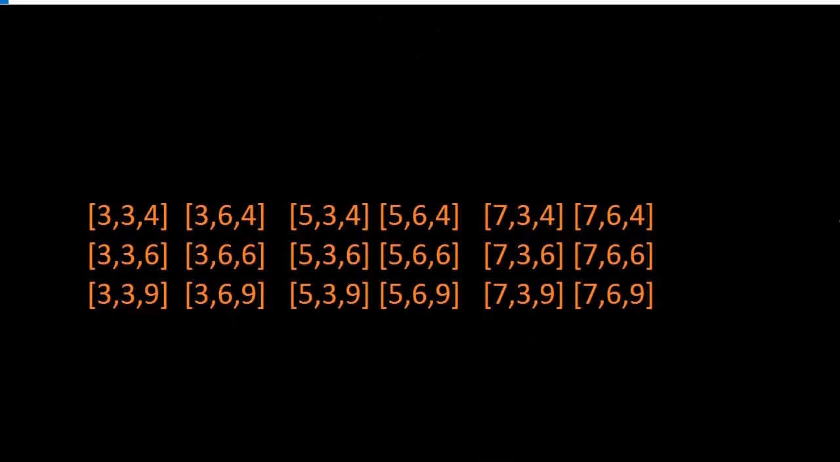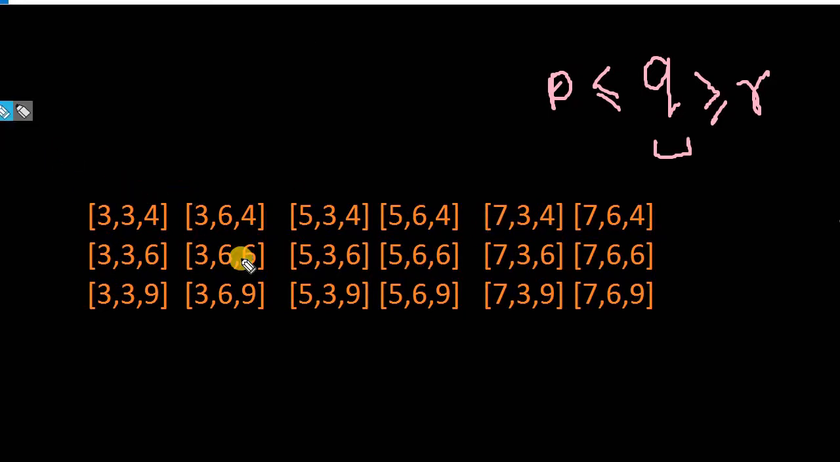So we have the number of triplets, these are the possible pairs. Again we have one important condition: the first element is less than or equal to the second element, and the second element is greater than or equal to the third element. The middle element Q needs to be greater than the rest of the two, or equal in case. So let's check which triplets satisfy this particular condition.